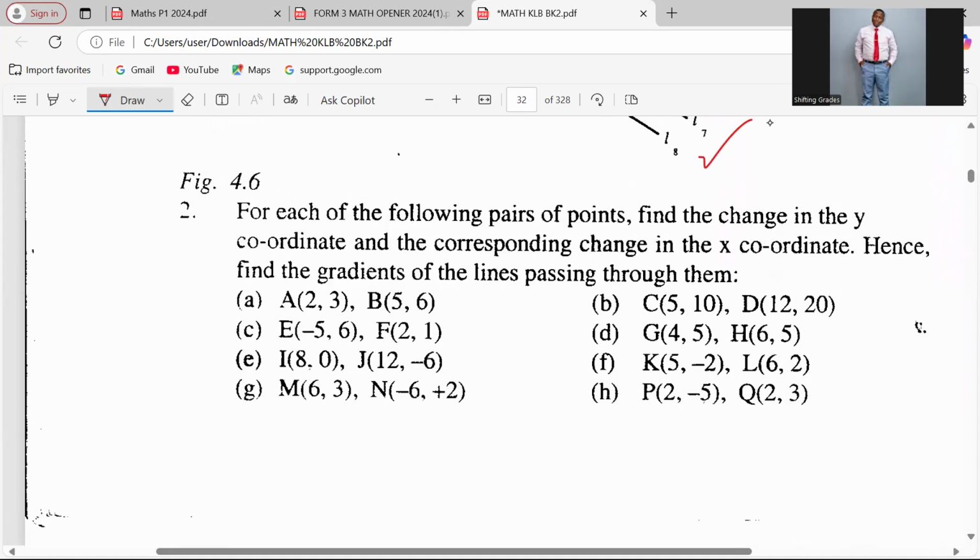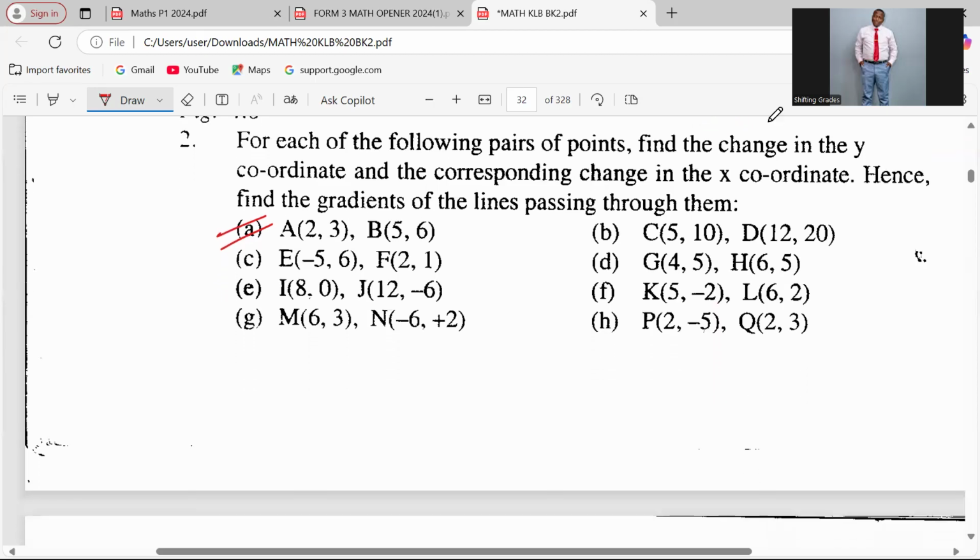For each of the following pairs of points, find the change in the y coordinate and the corresponding change in the x coordinate. Hence, find the gradient of the lines passing through them. So the gradient of a line passing through 2 coordinates, A, B, we need to find change in y out of change in x. 6 minus 3 out of 5 minus 2. This will be 3 over 3, simplifying to 1.